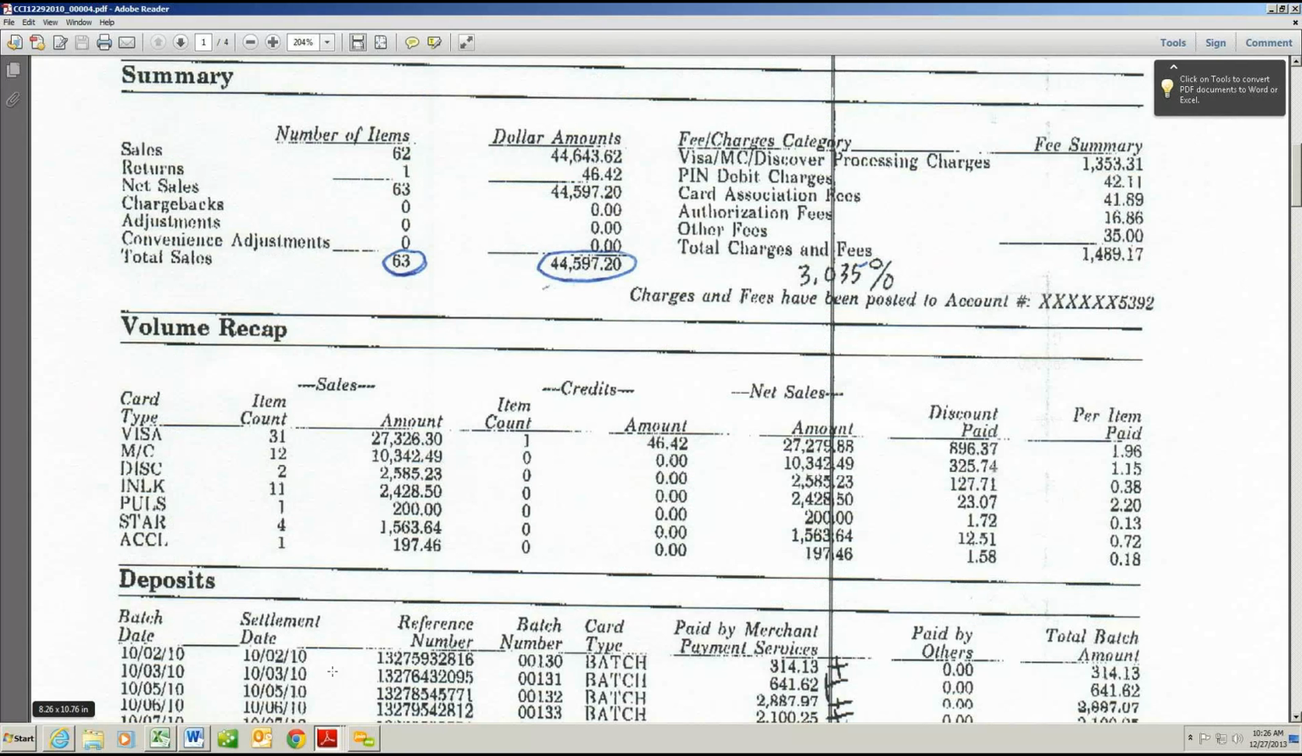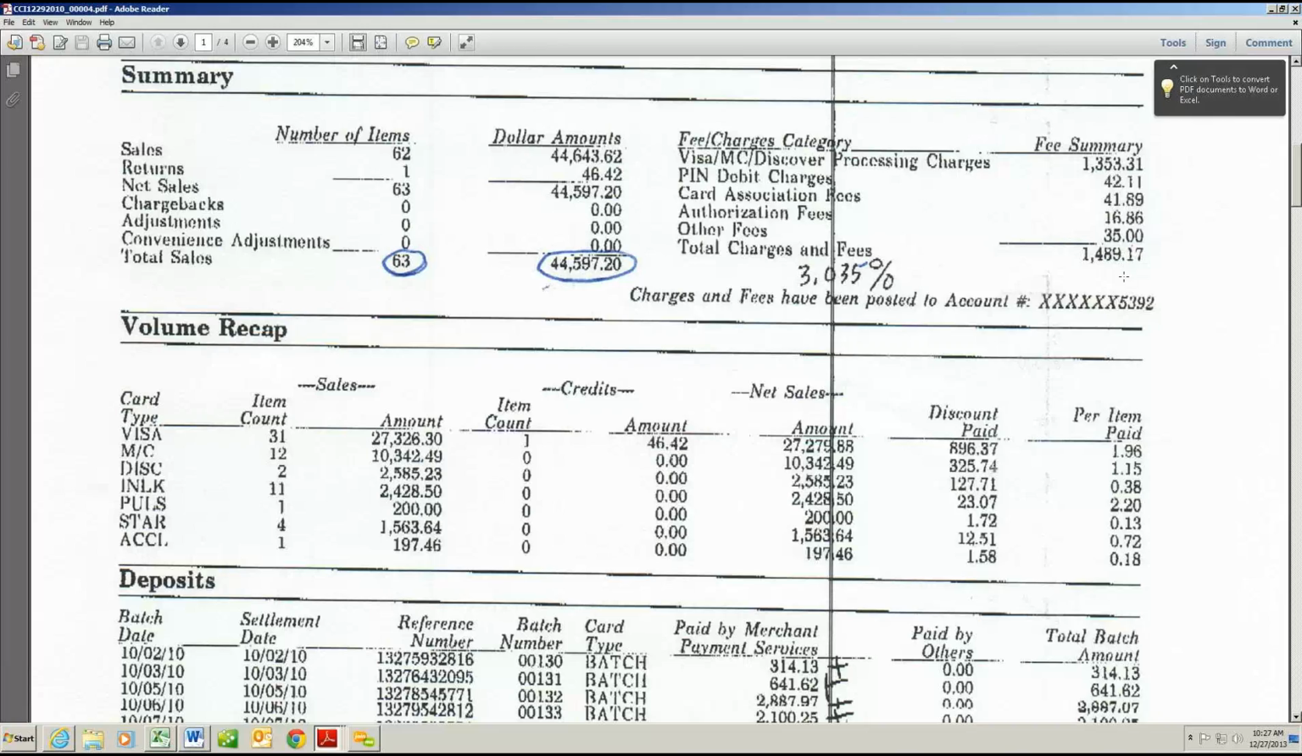Here's one example, one case, where the merchant is doing about $44,597 in volume, 63 transactions, and they basically paid a fee of $1,489. The first thing I do is take the fees and divide it by volume, and in this case you get right above 3%. So once everything is said and done, this merchant is paying 3% to accept payments.